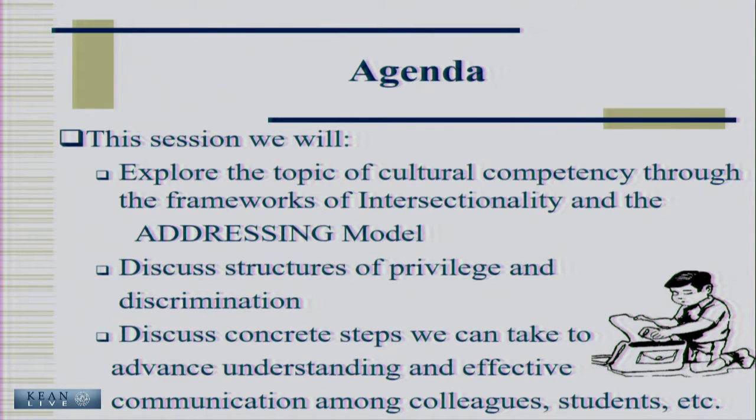So today we're going to talk a little bit about cultural competency through intersectionality and the ADDRESSING model. We're going to discuss structures of privilege and discrimination, and we're going to try to discuss different steps we can take to advance understanding and promote effective communication. I'm trying to gear this talk in a way that's useful for faculty or staff, folks that work in offices and so forth. I've used this model that we're going to go over today with students who are getting trained to become psychologists. So it might be different than your area, but at the same time, I think it's applicable to a lot of different areas and fields.